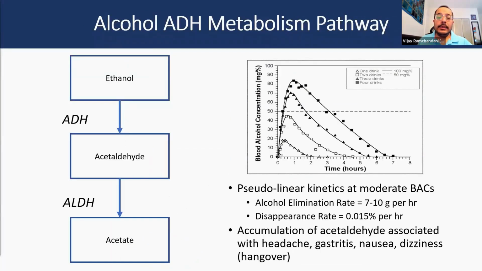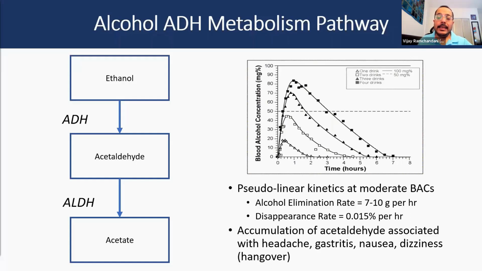Looking a little bit more closely at the ADH pathway, there are two main steps in the pathway as shown on the left. In the first step, alcohol is converted to acetaldehyde by the enzyme ADH, or alcohol dehydrogenase. And in the second step, acetaldehyde is broken down into acetate by the ALDH, or aldehyde dehydrogenase, enzyme. The figure on the right, which I've shown you before, I want you now to focus on the decline in blood alcohol levels after the peak has occurred. And as you can see, it follows what looks like a linear decline with time.